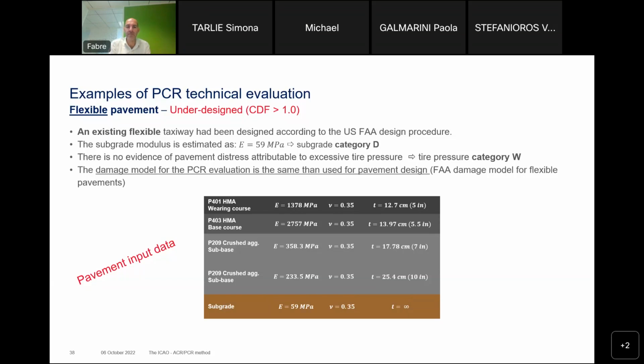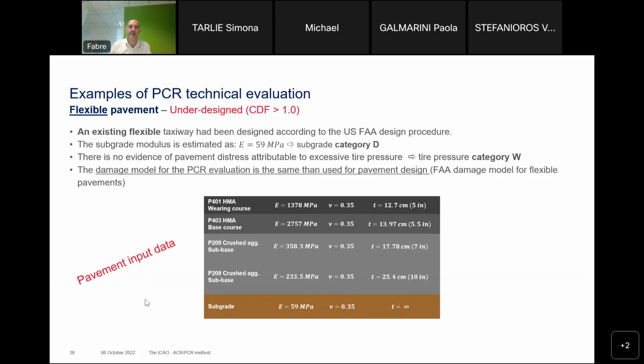You can see in FAARFIELD, so you can observe, compared to the E-modulus we have in Europe, these values are quite low, but this is because the FAA software is conservative about these values, because the E-modulus corresponds to a temperature of 29 degrees Celsius. So this is the reason why we have those values. And then you have the subbase composed of 2 layers of P209 crushed aggregate materials, and your pavement subgrade with the E-modulus, as I said, of 59 megapascal and an infinite thickness.